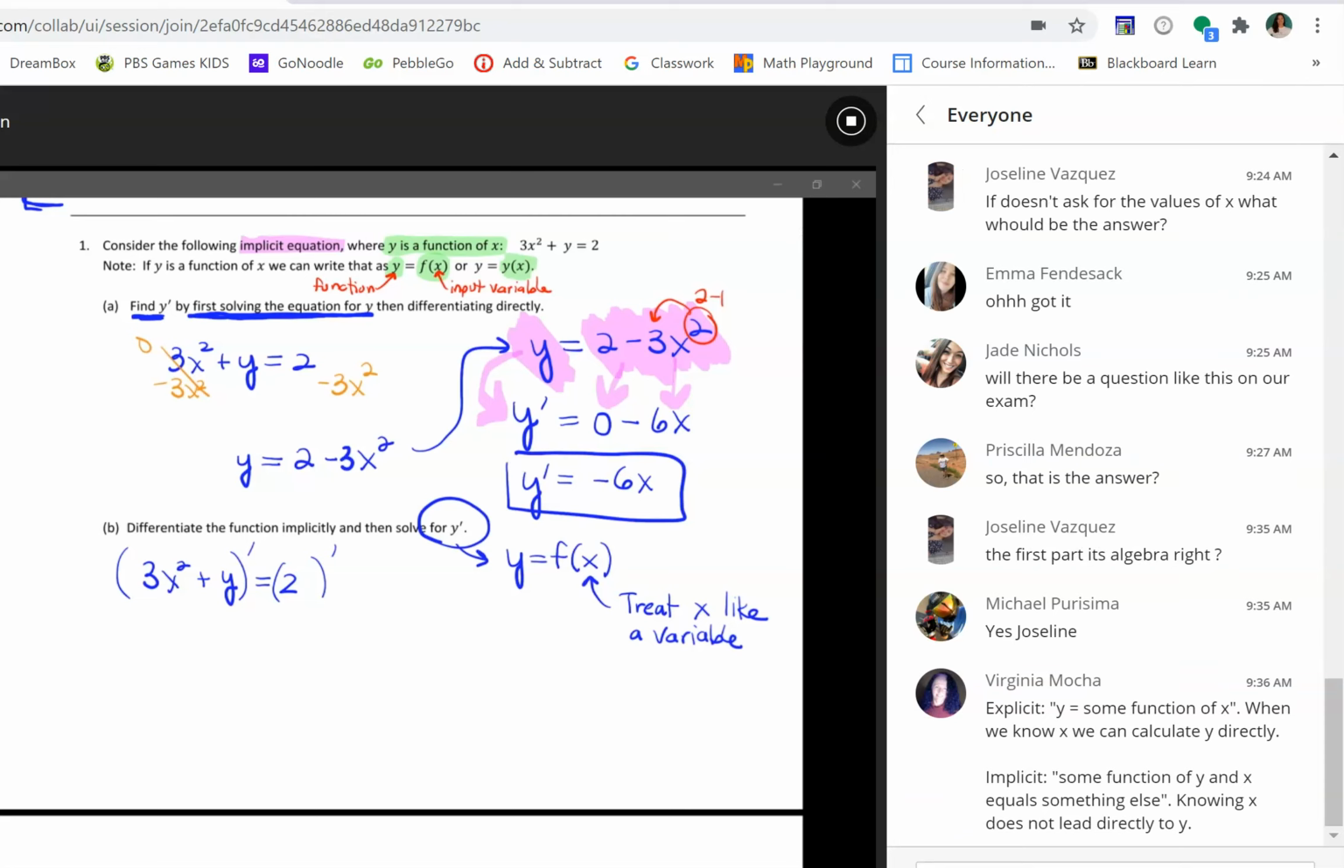So Jocelyn, yes, A, the first part was just basic algebra solving for y, and then I took the derivative. Now I'm going to take the derivative the way it was written, and then we'll do some algebra. We're flipping it. And yes, that's correct. Thank you, Renee.